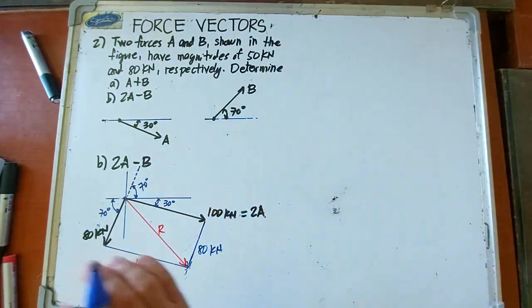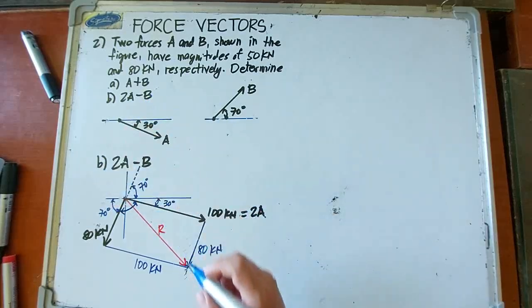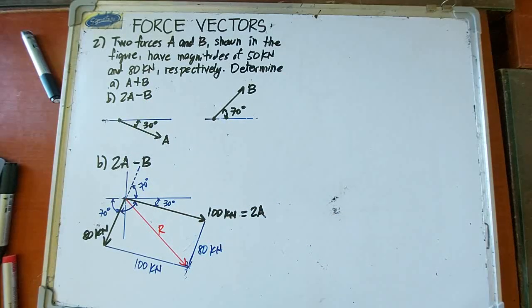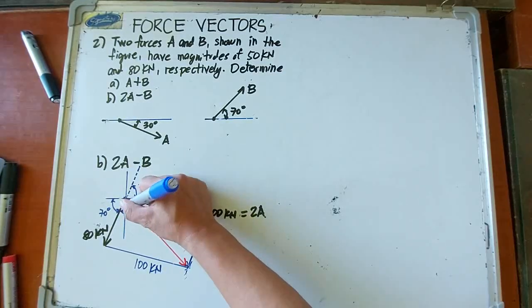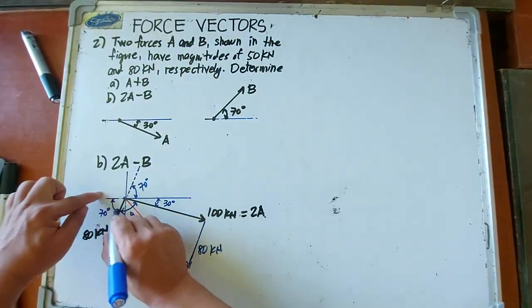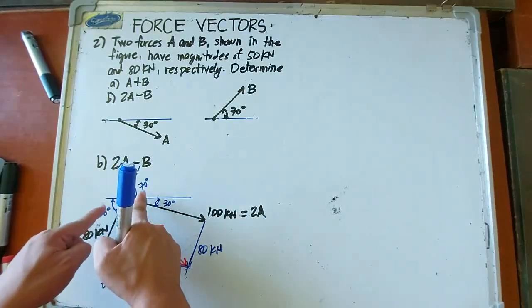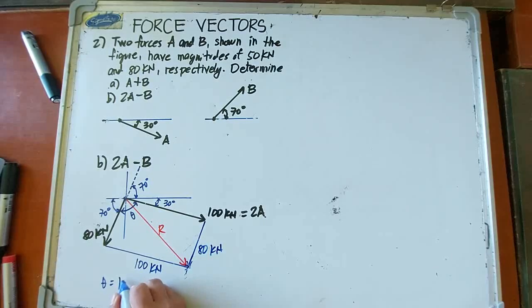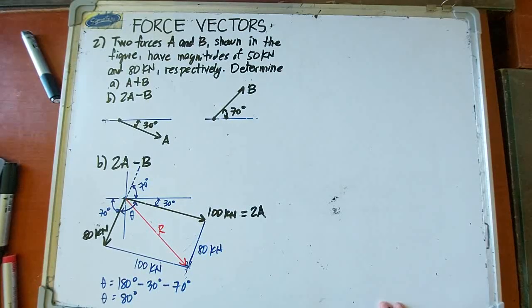Okay? So, by inspection, we know that this angle na to, let's say angle, ano bang ginamit dun sa module natin? Angle, wala. Let's say angle theta na lang. Angle theta is equal to 180 minus 30 minus 70 degrees, since yung buong angle na to ay 180 degrees. So angle theta is equal to 80 degrees.